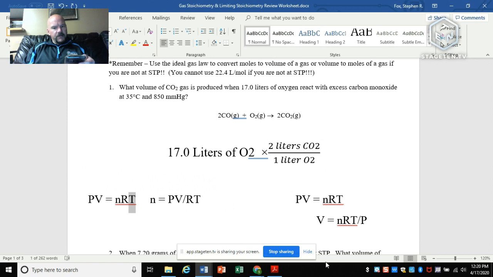Let me know if that helped you. But again, the easiest way is if you're going from volume of a gas to volume of a gas, and they don't mention anything about pressure and temperature changing from before the reaction or after the reaction, then you don't have to worry about the ideal gas law at all. The volume ratio is the mole ratio.